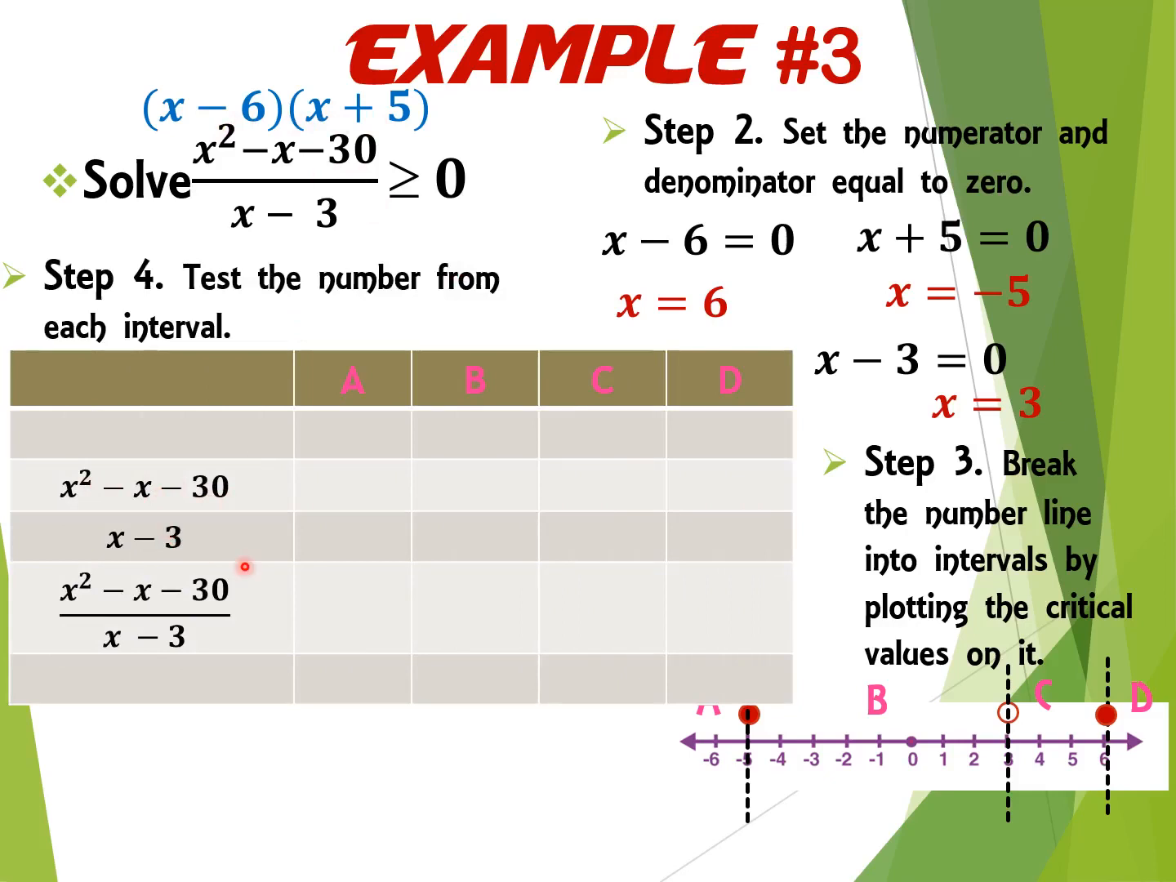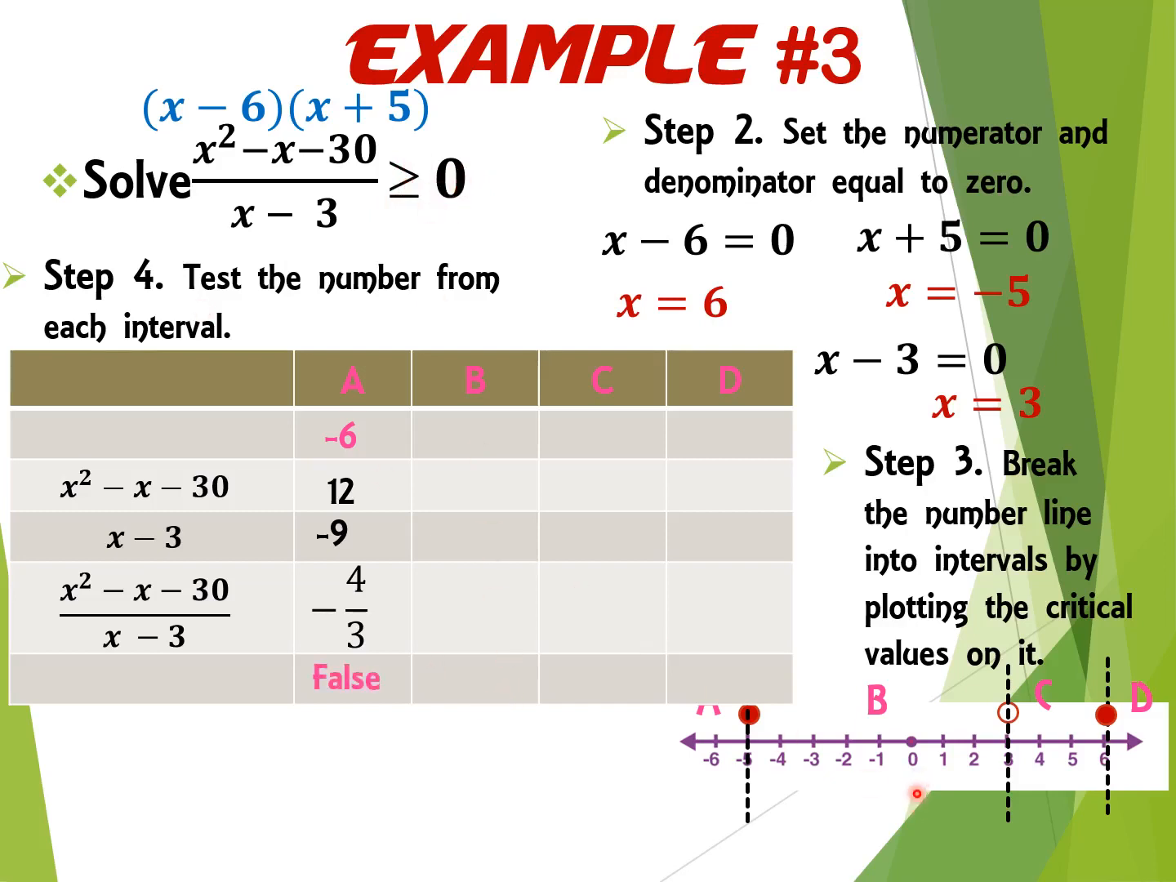And then this one. So for partition A, let us use again negative 6. Negative 6 minus 6 is negative 12. And then you have negative 6 plus 1 is negative 1. So negative 12 times negative 1, that will be positive 12. And then negative 6 minus 3, that will give you negative 9. Divide this one and reduce, you will have negative 4 over 3. So negative 4 over 3 is greater than or equal to 0. So this one is false.